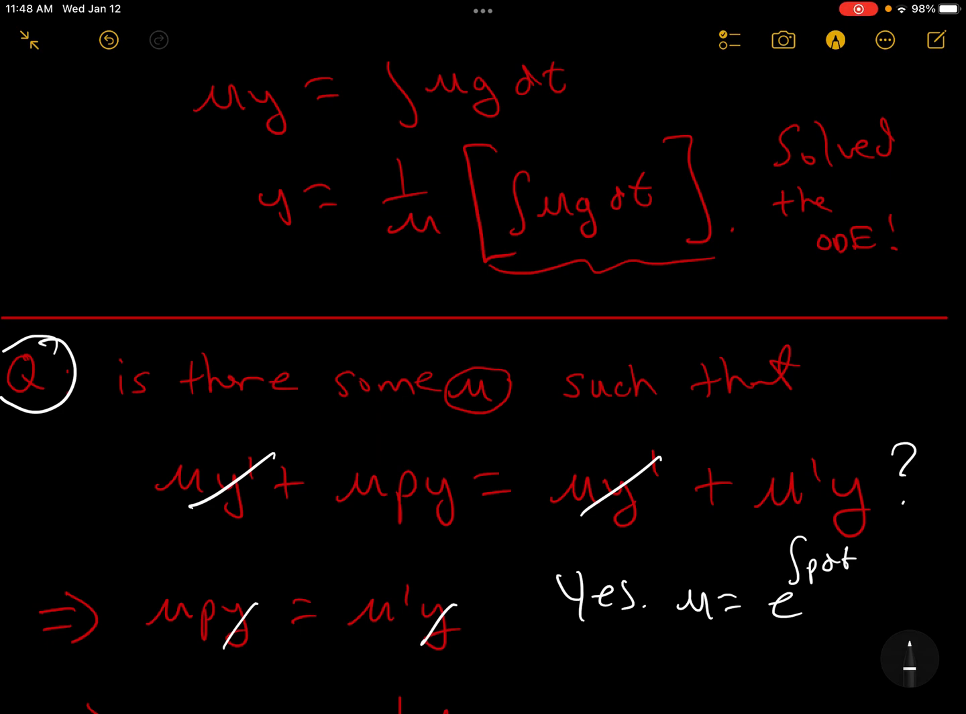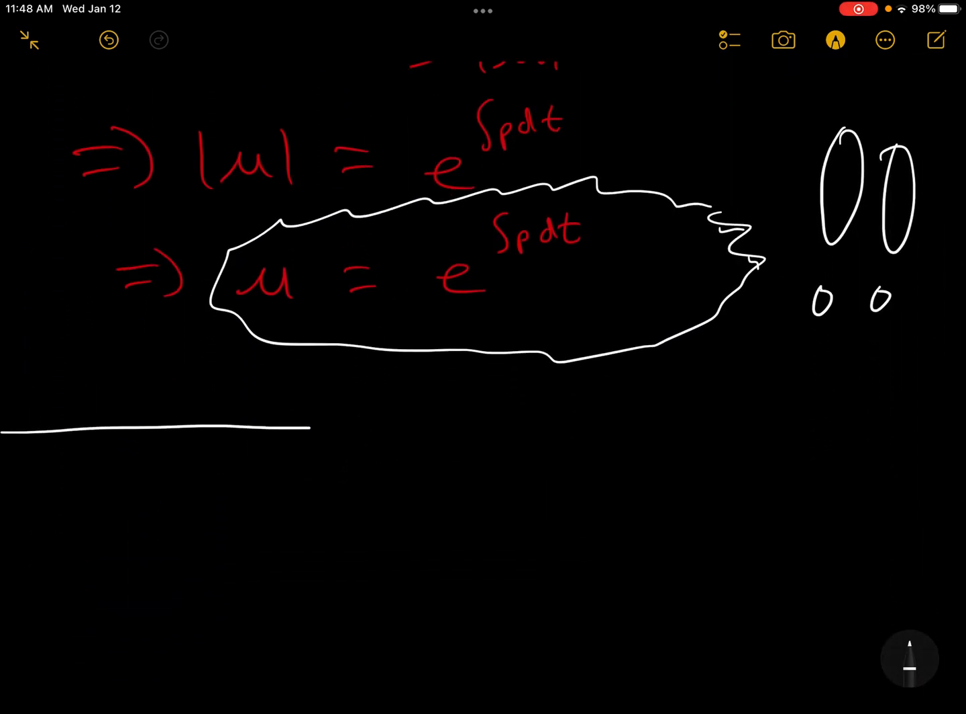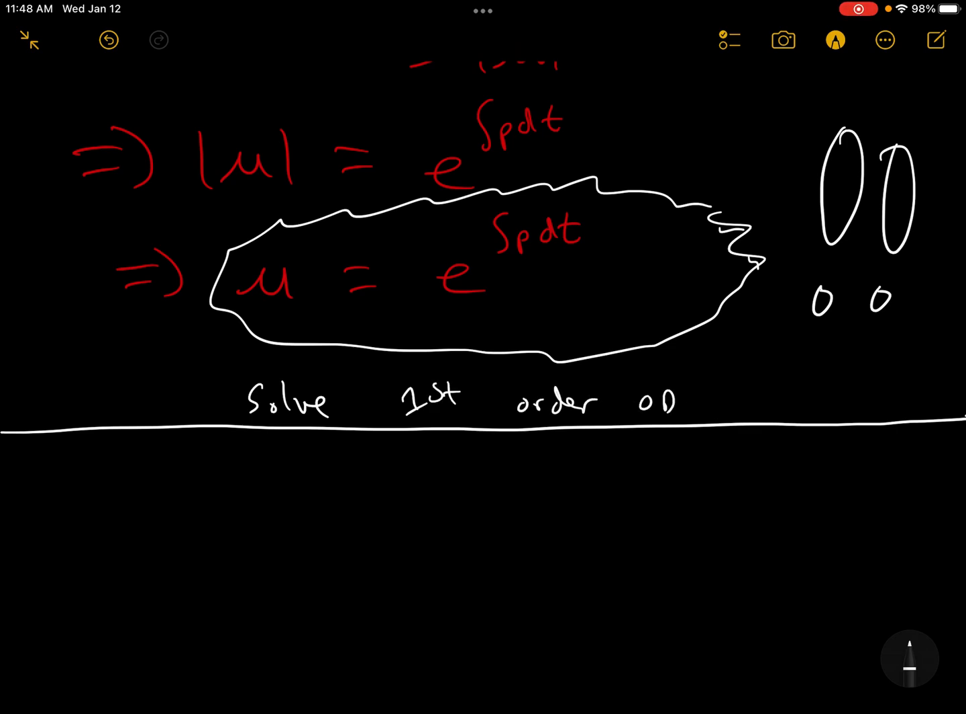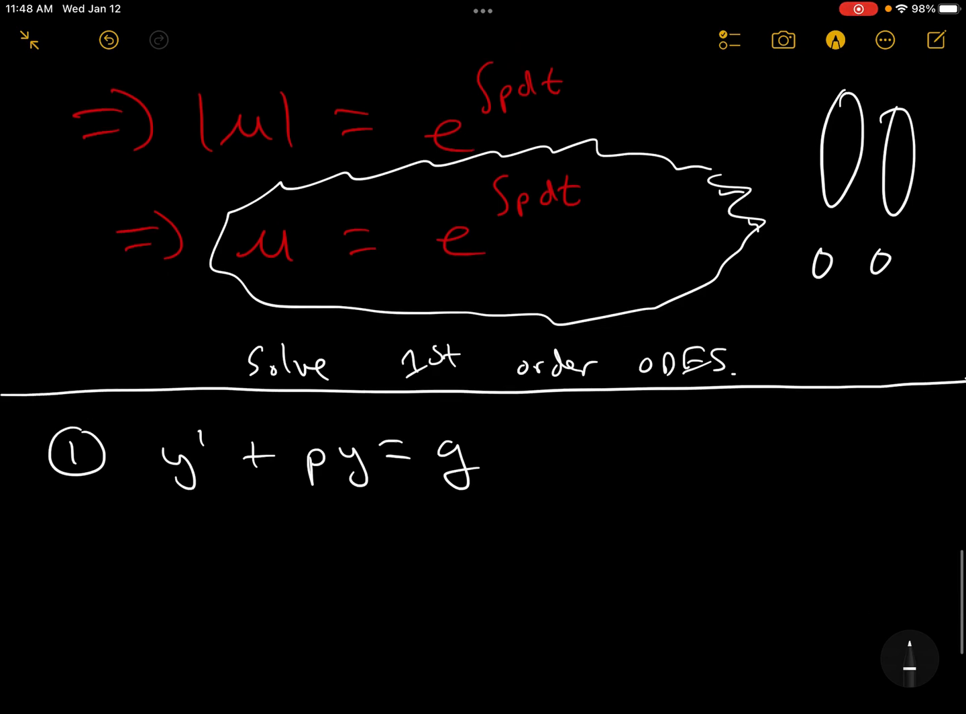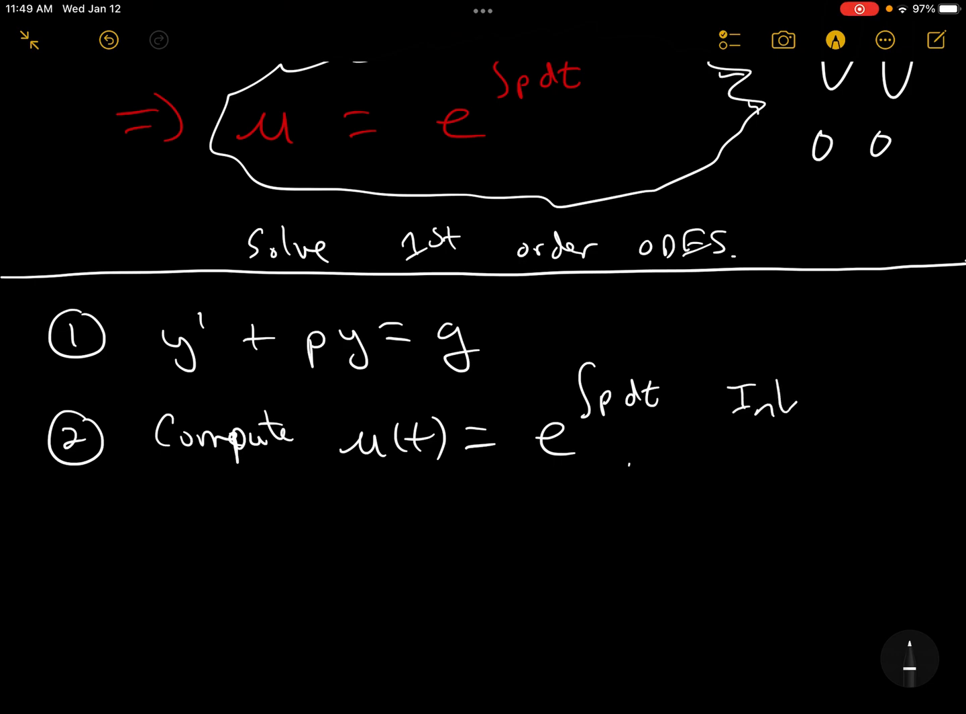So computing that becomes the second step in our algorithm, right? So as we build our little algorithm for solving first order ODEs, step 1 is to get it into this form. And step 2 is to compute mu of t, which is e raised to the integral of p dt. And this gives us what's called an integrating factor.